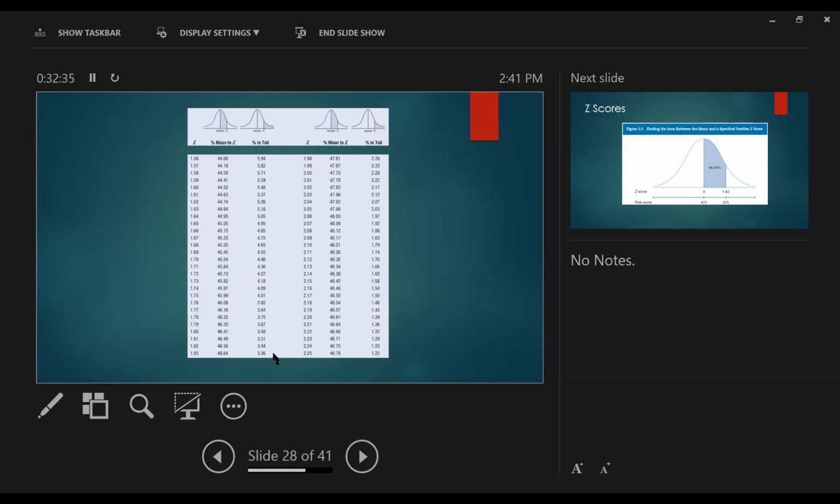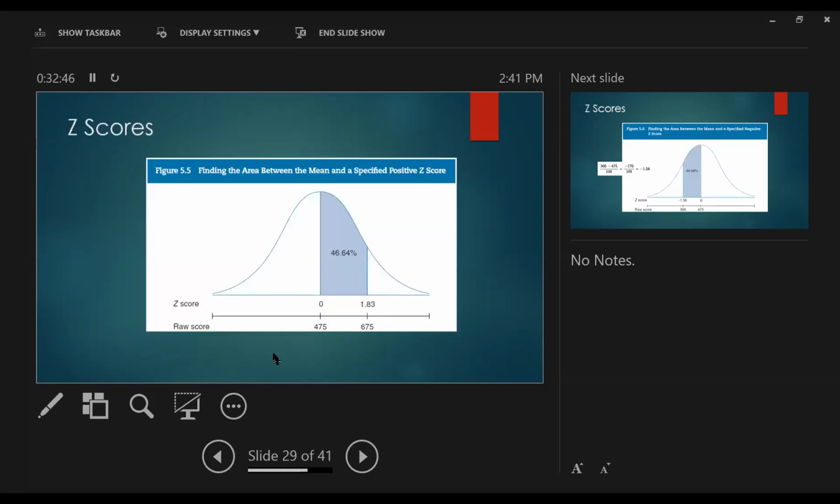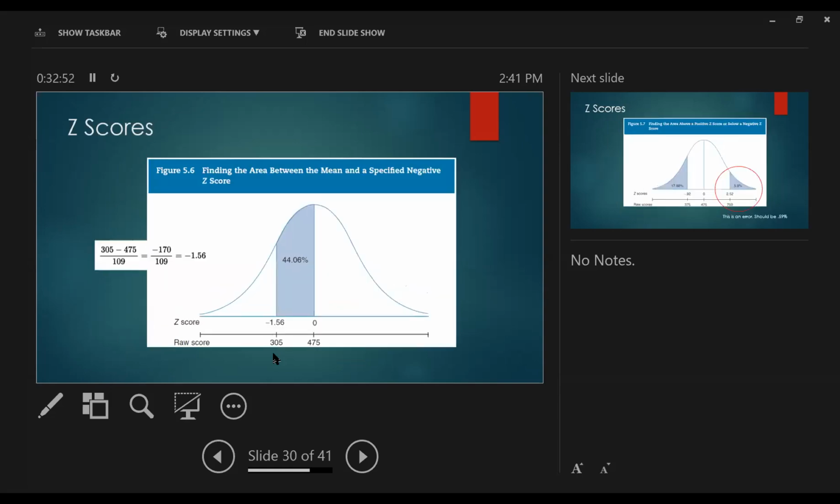Again, that's the beauty of Z-scores. They're just interchangeable. You can make it above, you can make it below, because it's a symmetrical curve. Okay. All right. Here's another example.